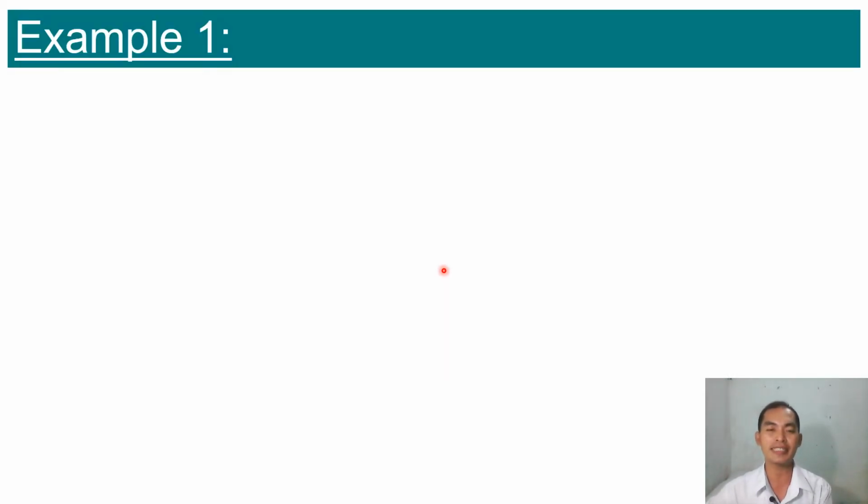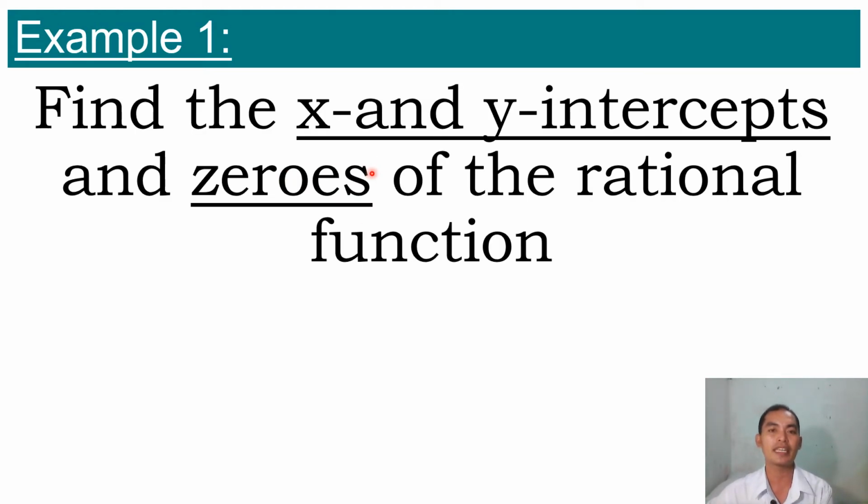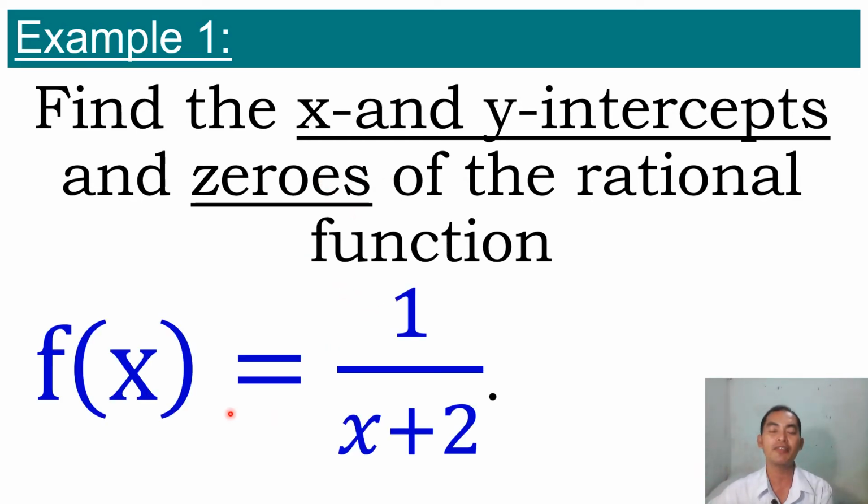Let's proceed to our example. I'll show you here two techniques, the shortcut and the step-by-step solution. Find the x-intercepts, the y-intercepts, and zeros of the given rational function. We have the given f of x equals 1 over x plus 2.